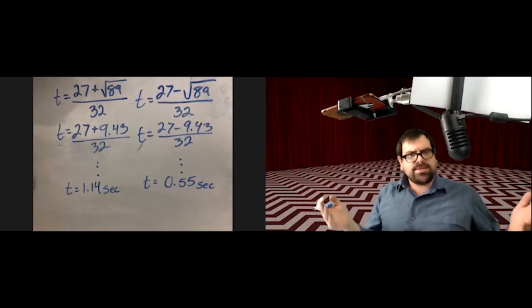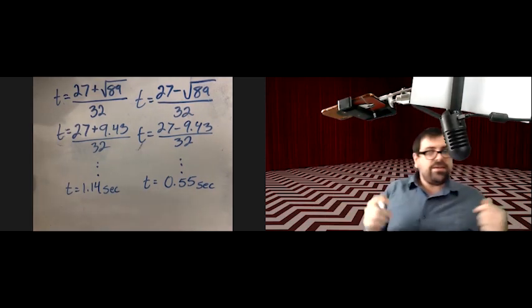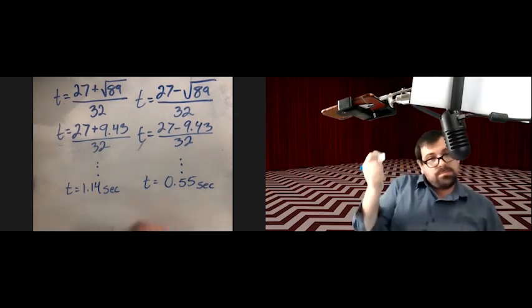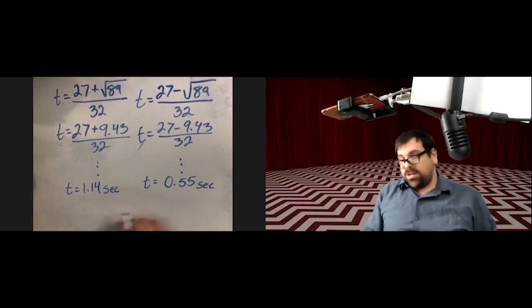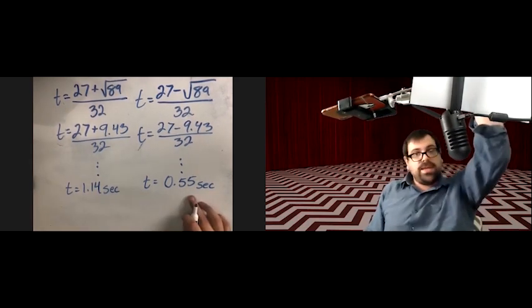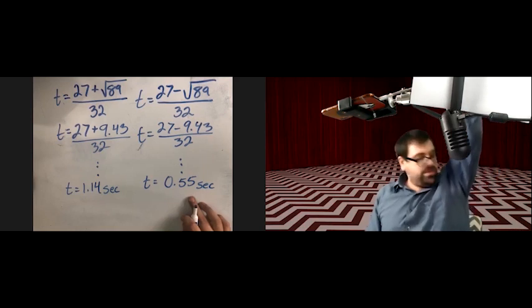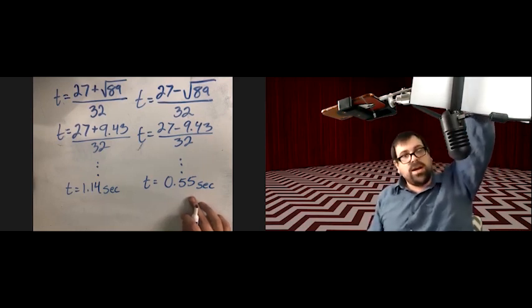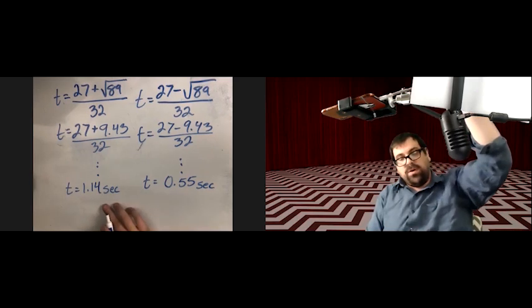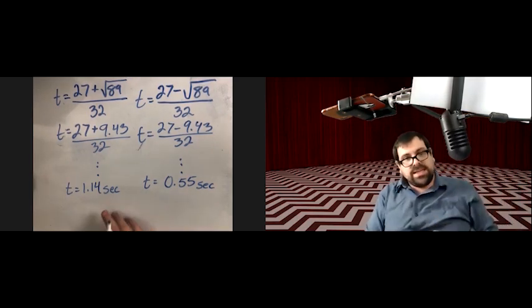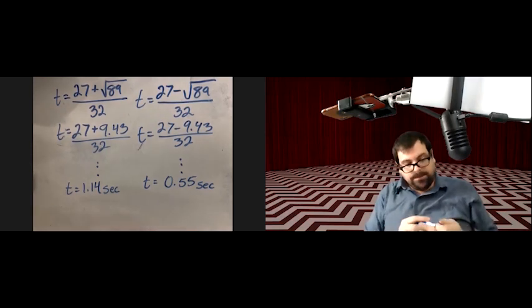How does that make sense? How are we at a height of 13 feet twice? What comes up must come down. So I throw it straight up in the air, and at 0.55 seconds, it hits 13 feet. It keeps going up. And then at 1.14 seconds coming back down, I hit 13 feet again.